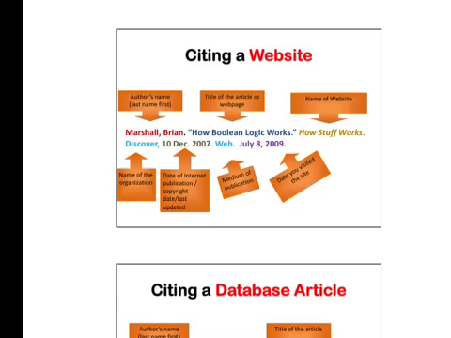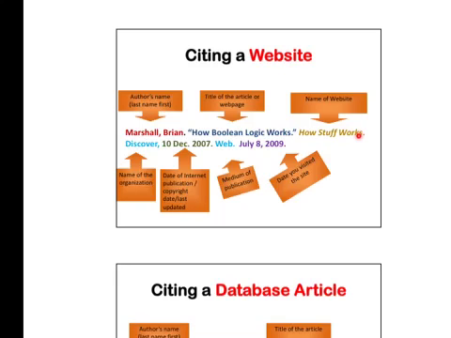The name of the website is How Stuff Works, which is italicized, again, because this is the title of the website, as if it were the title of a book, right? So it should be italicized. Discover is the name of the organization that published this particular article.